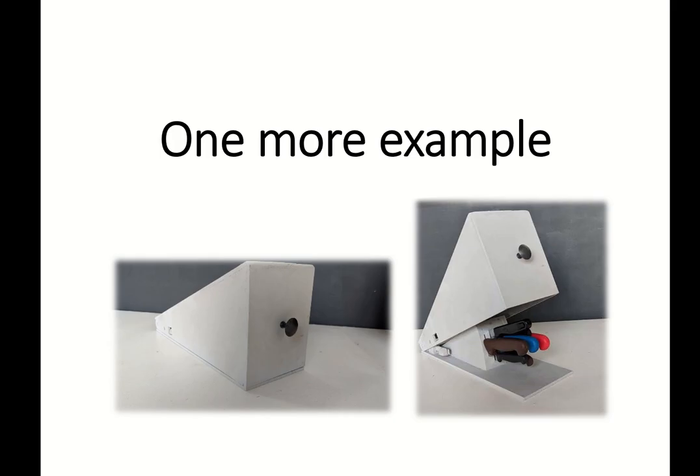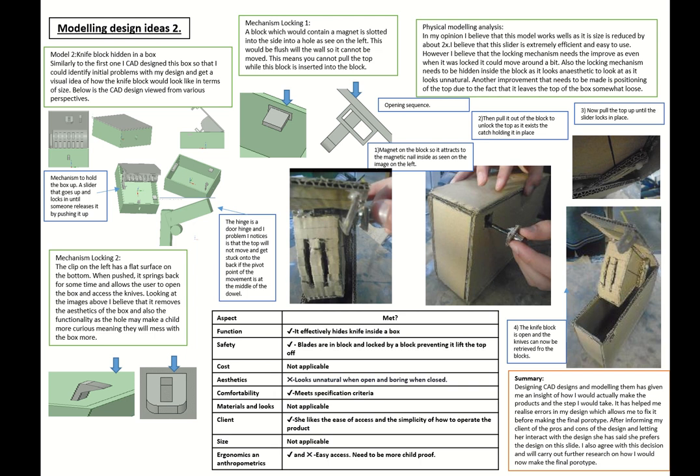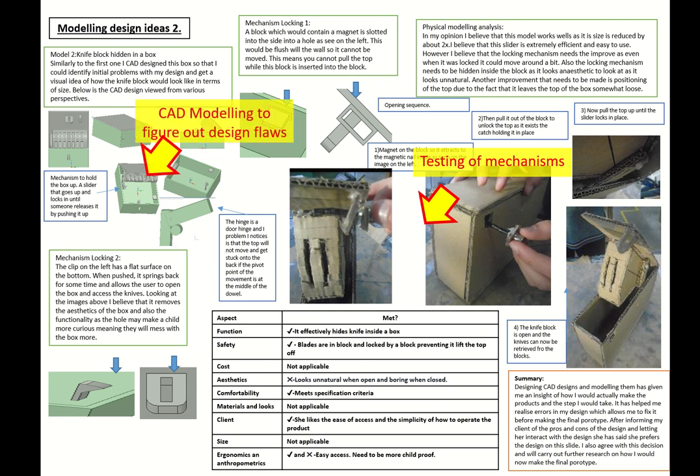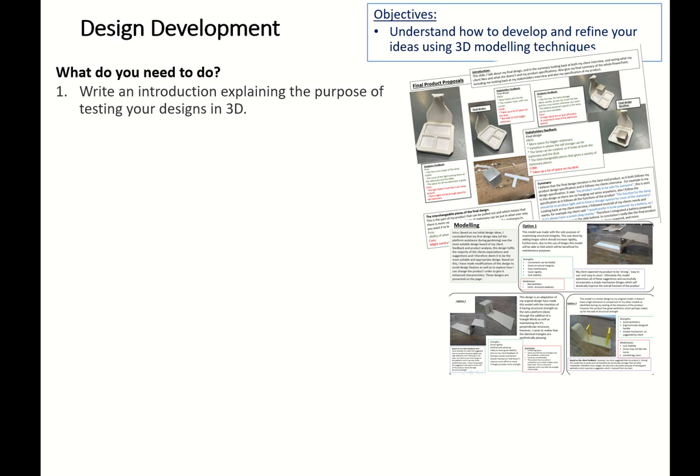Here's one more example. This student was making a knife block which had a locking mechanism so a child can't get into it. What's really good about this page is they've just mixed it up completely with CAD, with actual functional models. And you've got here testing of a mechanism. They actually did this, I think, at home, and then they brought it in. And they've got CAD modelling to figure out design flaws and very precise details. And then finally, the evaluations here against the specification is a quick look-up way to see how well you've done against your specification.